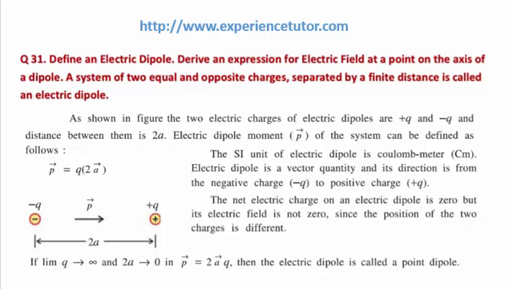The net electric charge on an electric dipole is 0, but electric field is not 0 since the position of the two charges is different. If limit q tends to infinity and 2a tends to 0 in P is equal to 2aq, then electric dipole is called point dipole.